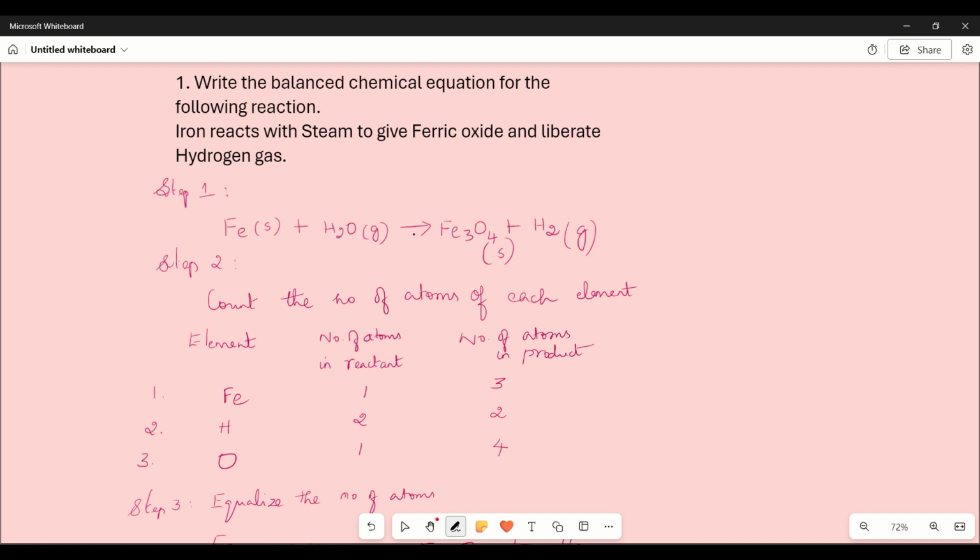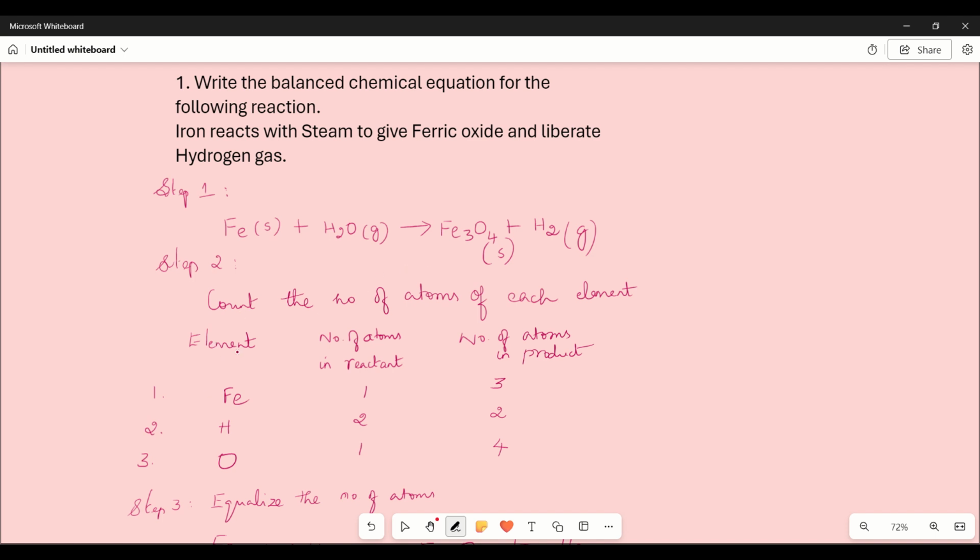Now if we check whether this is balanced, probably it is not balanced. So step number 2 is we have to count the number of atoms of each element on both the sides, that is reactant side as well as product side. So what are the different elements present in this equation? We have iron, hydrogen, oxygen. This side also we have iron, oxygen and hydrogen. So there are only 3 elements present in this equation.